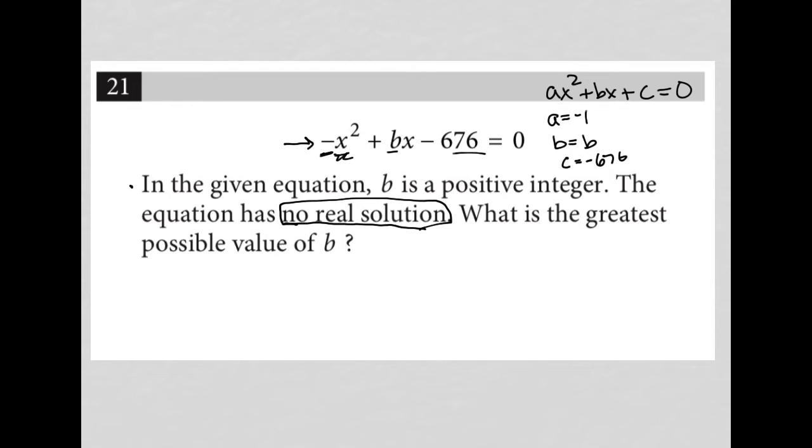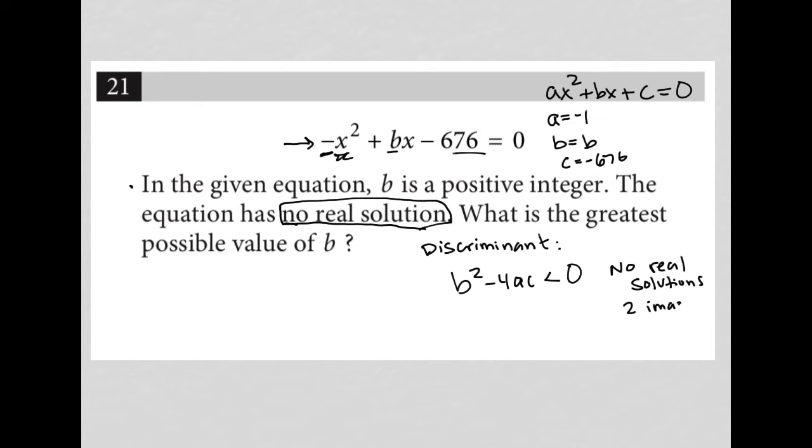So what we use is something called a discriminant. The discriminant tells us that b squared minus 4ac, when that value is less than 0, we expect no real solutions. We also expect 2 imaginary solutions. Right? So those two things are synonymous.